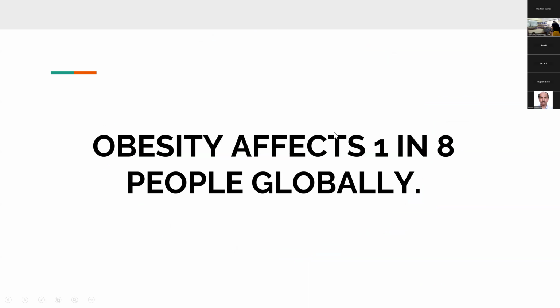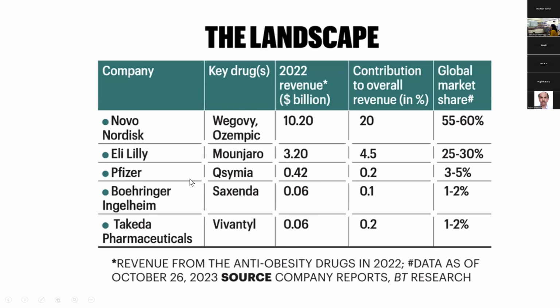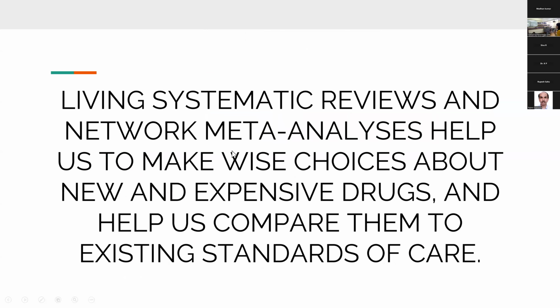Obesity affects 1 in 8 people globally, and the WHO guideline recently says that 44% of all adults are obese or overweight. The obesity market is huge, bringing in revenues of billions of dollars. The top 2 drugs being semaglutide and tirzepatide. Together they have generated about 13 billion US dollars in revenue over the year, and this is expected to triple in the next 4 years. So living systematic reviews and network meta-analysis help us to make wise choices about new and expensive drugs and help us to compare them to existing standards of care.